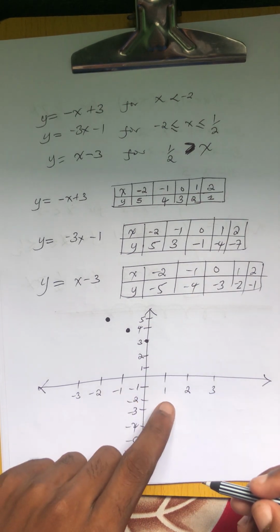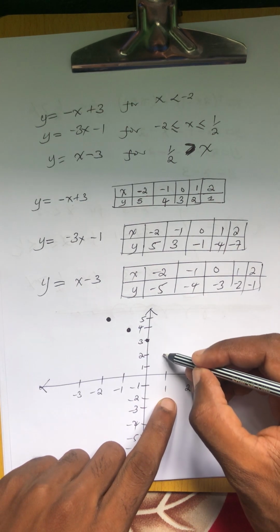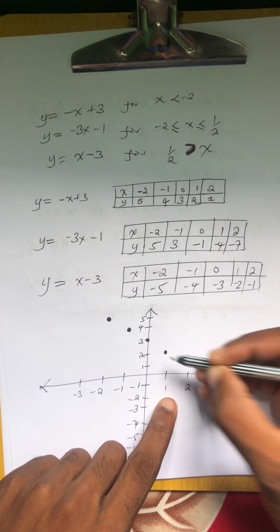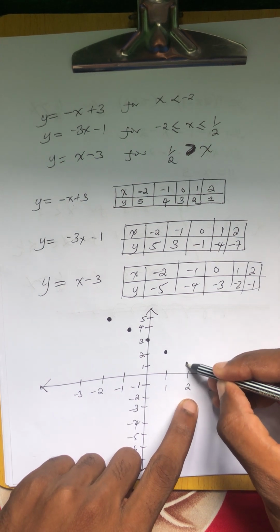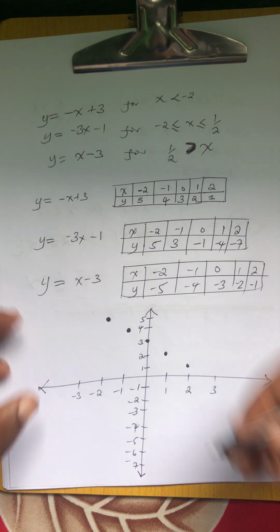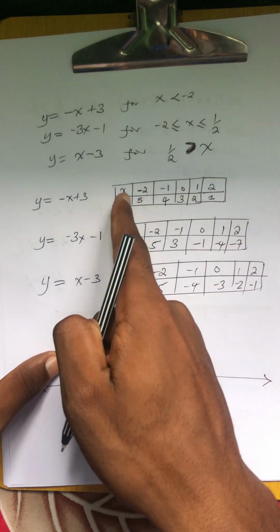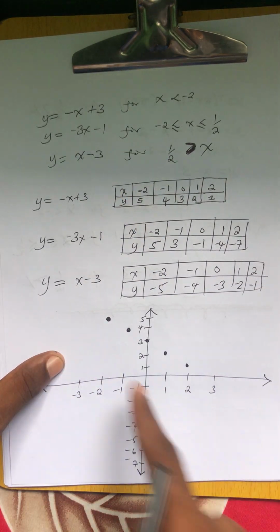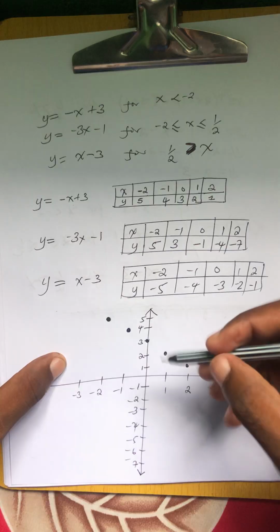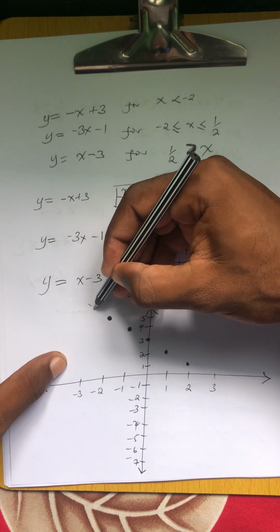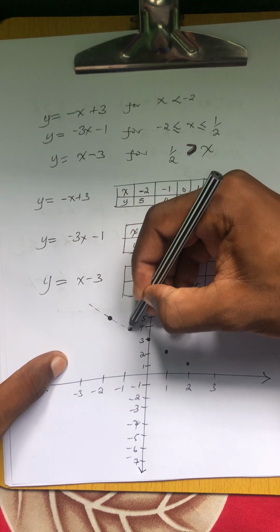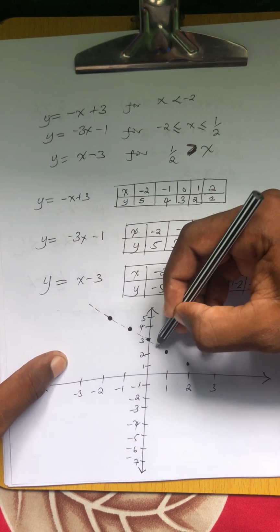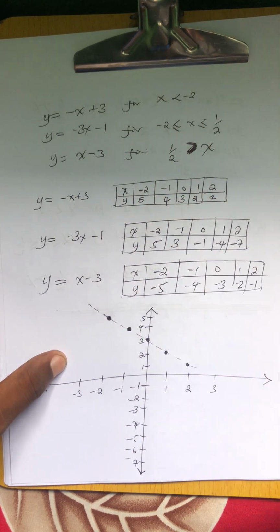Then we have 1, 2. It's somewhere here. Then you have 2, 1. It's somewhere here, right? Okay. So since we have found the graph of this, since it's not the final one, let it just be dotted like that. Beautiful. I like these questions. Okay.